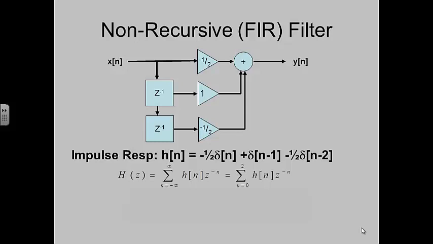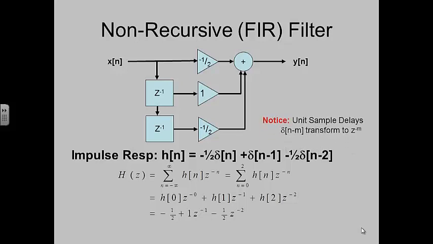So I can limit that summation from n equals 0 to 2 and actually plug in the 3 values for h of n that I have at those positions. So h of 0 times z to the minus 0, h of 1 times z to the minus 1, h of 2 times z to the minus 2, and everything else is 0. H of 0 happens to be minus 1/2. H of 1 is 1. H of 2 is minus 1/2 again. And so, well, I think that's it. So here's my Z-transform: minus 1/2 plus 1 z to the minus 1, minus 1/2 z to the minus 2.